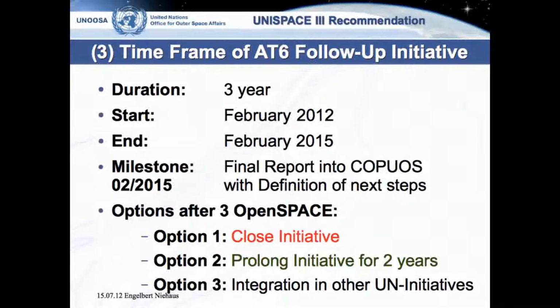The time frame for the Action Team 6 follow-up initiative is 3 years, starting at the Committee of Peaceful Use of Outer Space in February 2012 with the site meeting, and will end in February 2015 with a milestone as a final report to the Committee of Peaceful Use of Outer Space with a definition of the next step after this 3 years' time. So we have three options at the end of the initiative: closing the initiative, prolonging the initiative for 2 more years, or integrating the initiative in other UN programs or initiatives or UN bodies.